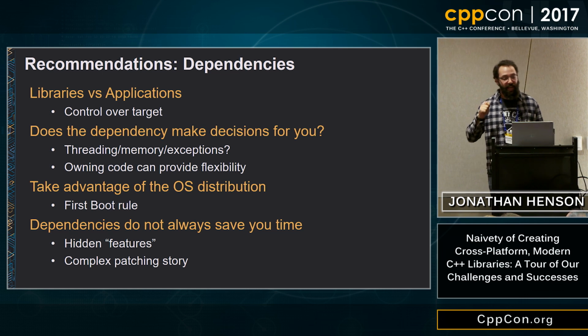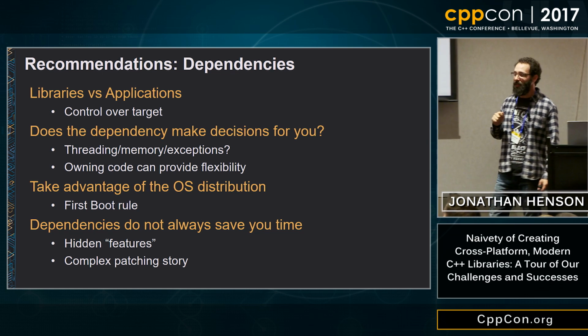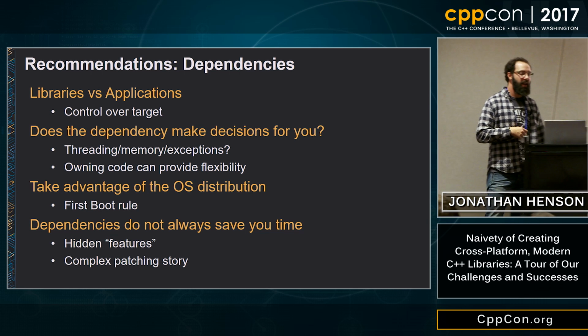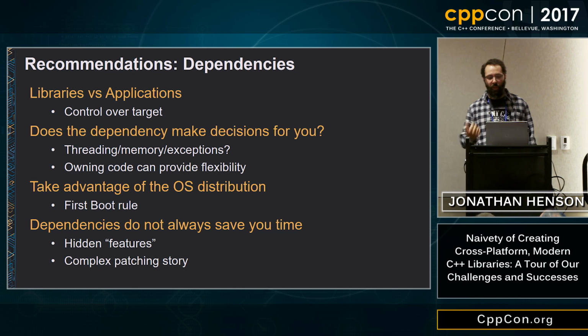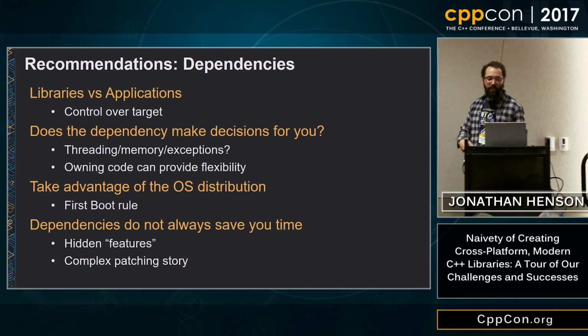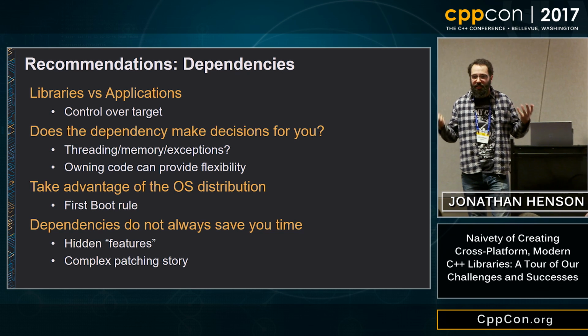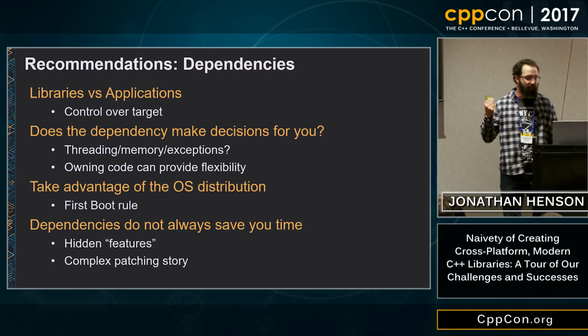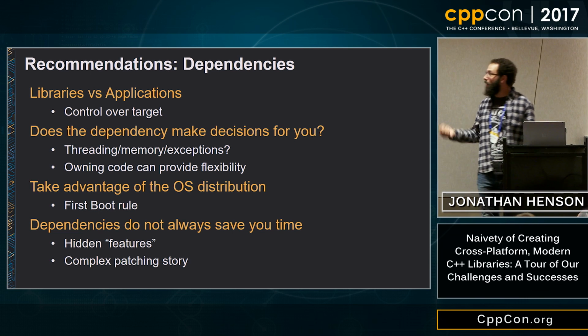And if you take a dependency, every decision that dependency makes is made for your application. And given the various use cases we had, that was just not an option for us. So you need to think about that. What are the decisions that you don't want to make for the user? This involves threading, memory. What about exceptions?